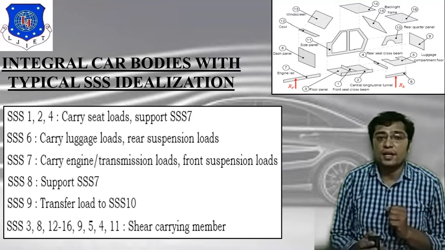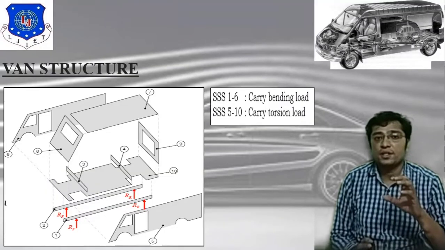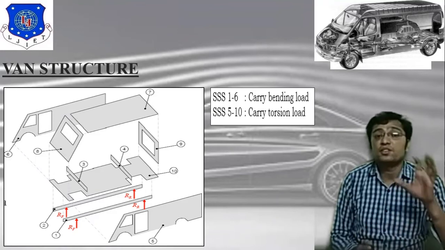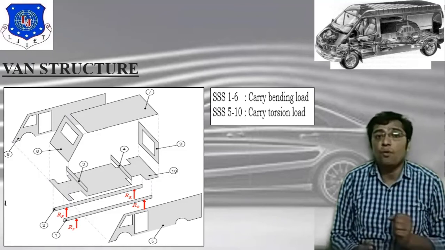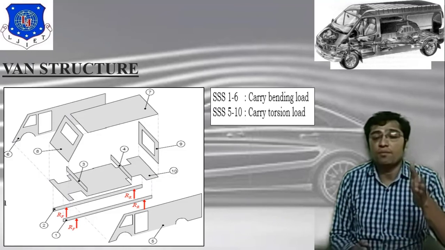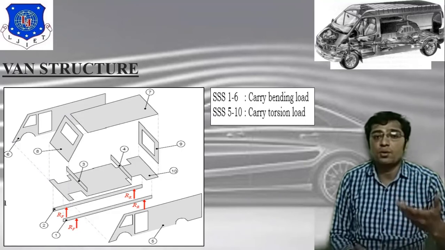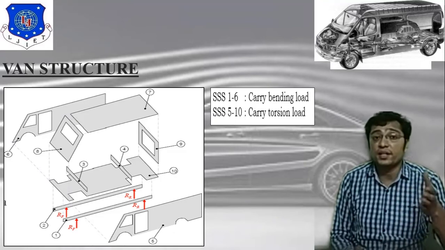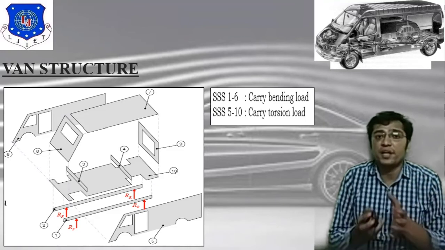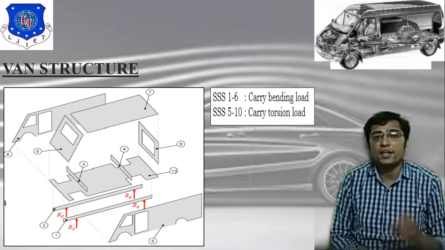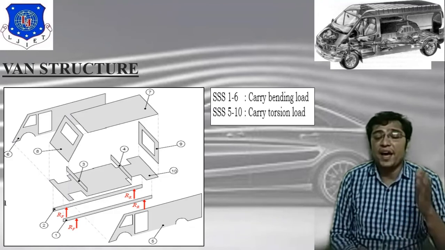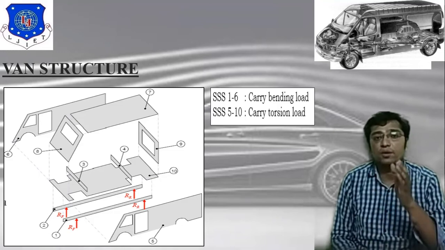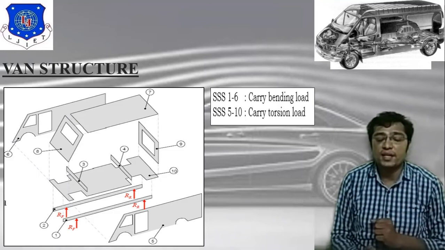Moving forward to the next slide. As you can see, in the first image you can find the one body, and in the second image you can find the different spare parts used to construct that body. In this slide you can find, from the first part to the 10th part, different types of load carrying capacity according to passenger requirements and different types of luggage compartment. You can take SSS 1 to 6 as carrying bending load, and SSS 5 to 10 as carrying torsion load. Moving forward to the next slide.